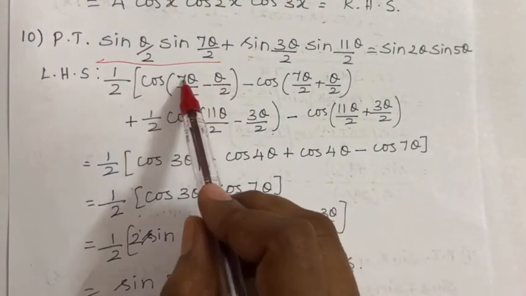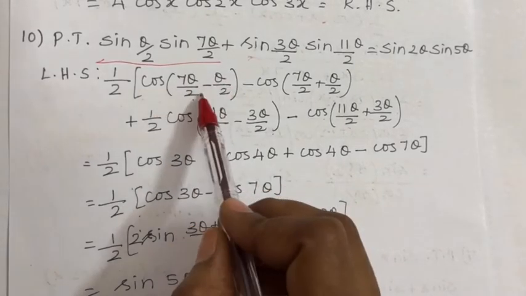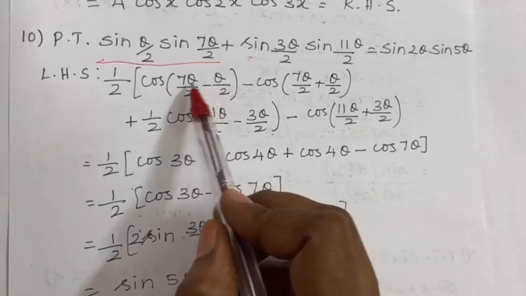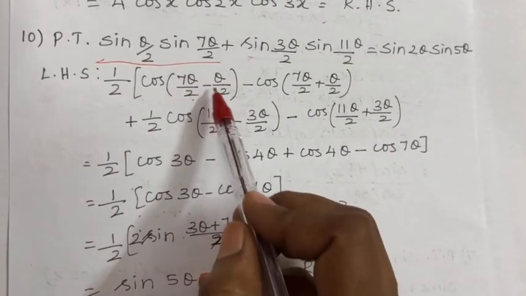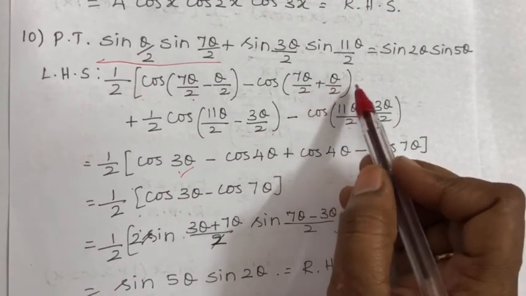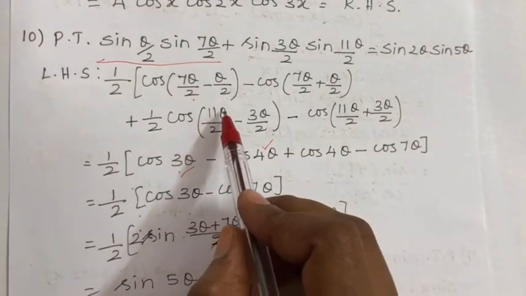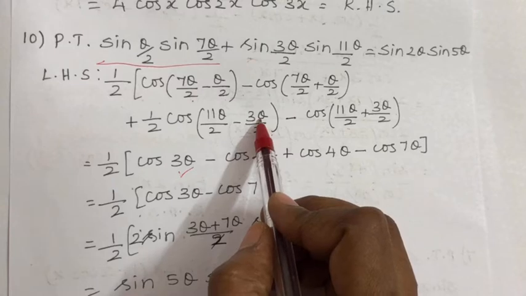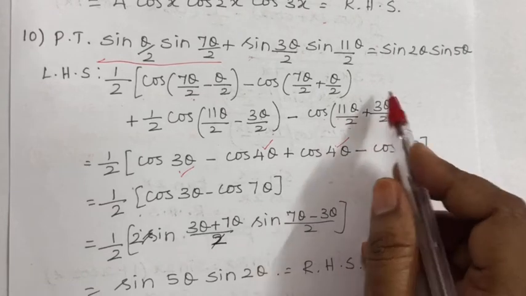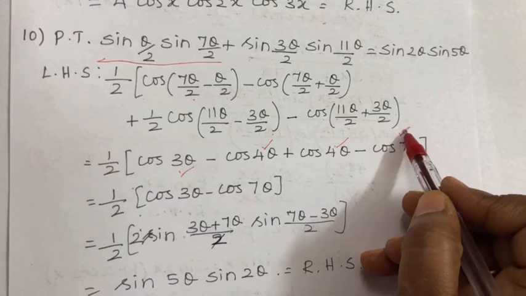So, 7 theta by 2 minus theta by 2 means 7 theta minus theta divided by 2. We can take 2 as LCM. 7 theta minus theta is 6 theta, 6 theta by 2 will become 3 theta. Here 7 theta plus theta, that is 8 theta, 8 theta by 2 it is cos 4 theta. Again here 11 theta minus 3 theta, that is 8 theta, 8 theta by 2 means it is 4 theta. So 11 theta plus 3 theta, that is 14 theta divided by 2, it is cos 7 theta.